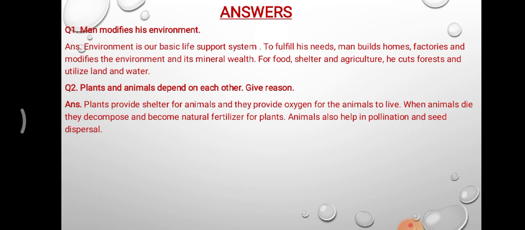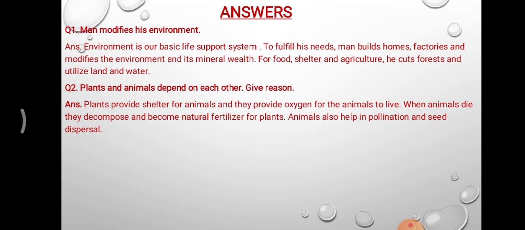Man modified his environment. Environment is our basic life support system. To fulfill his needs, man built homes and factories and modified the environment and its minerals for food, shelter and agriculture. He cut forests and utilized land and water. Second, plants and animals are dependent on each other. Give reason.